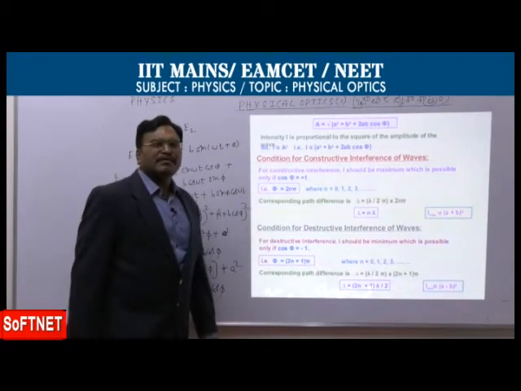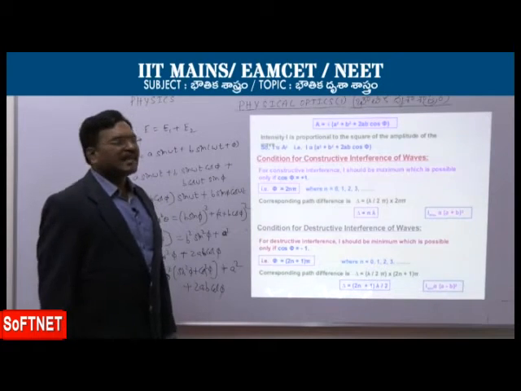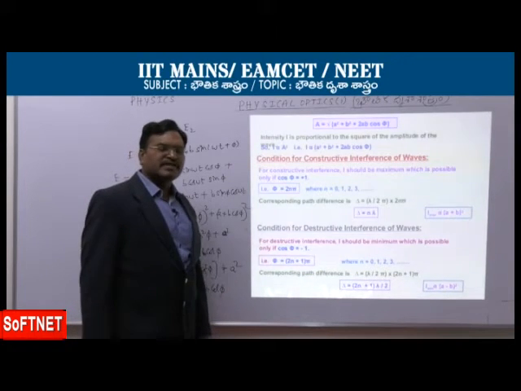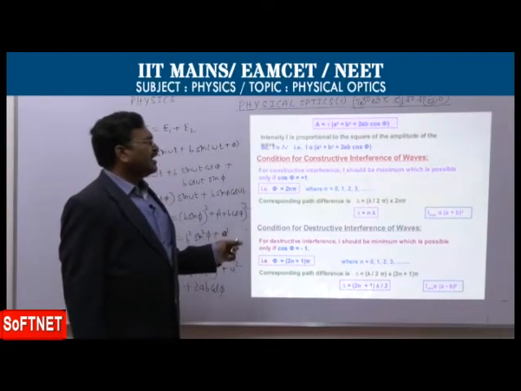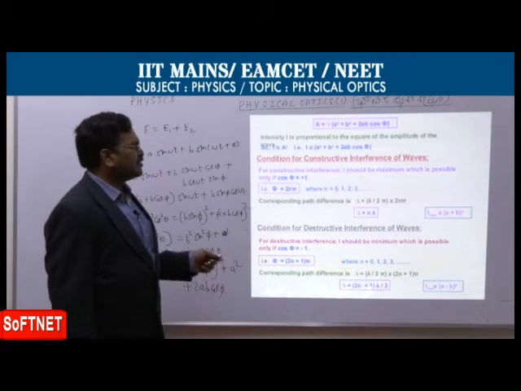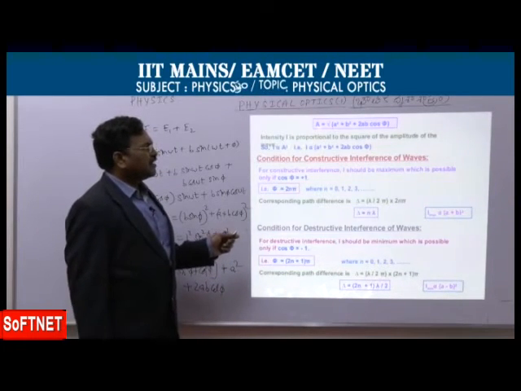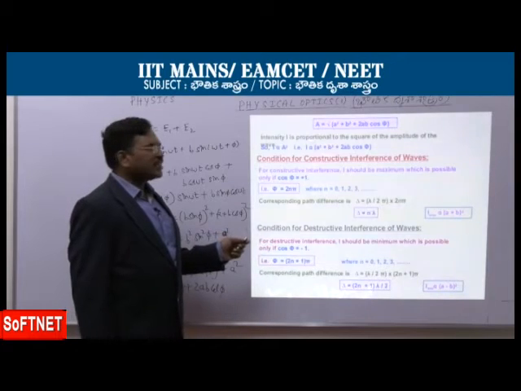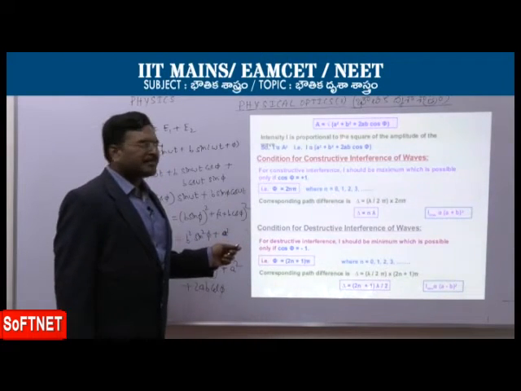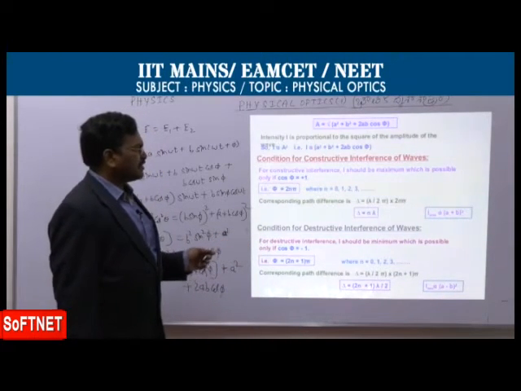Here light rays are nothing but electromagnetic waves, with the same characteristics of waves, everything the same, sound waves and light waves. Now, intensity is proportional to the square of amplitude. So I is proportional to a square. The root will get cancelled, and I is proportional to a square plus b square plus 2ab cos pi.